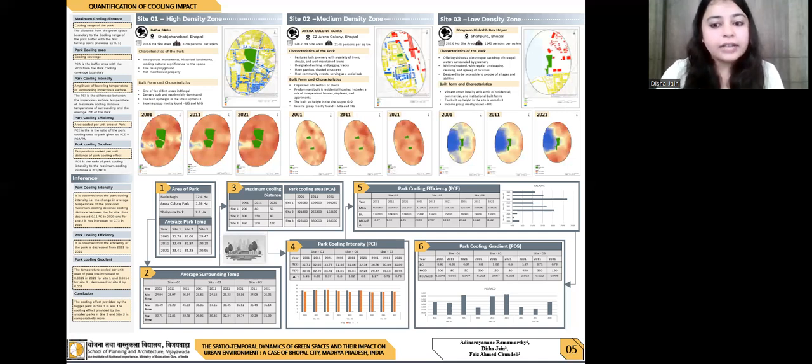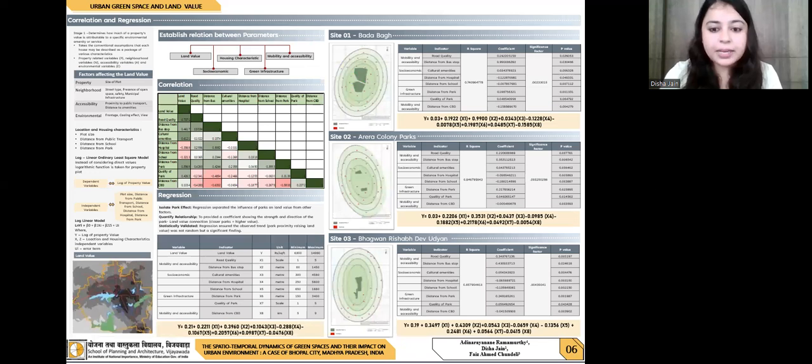To further understand the relationship between urban green spaces and land value, we have conducted regression and correlation analysis, and our findings show that there is a positive correlation between the proximity of park and land values, and the impact of park on land values varies by the location, land value and park quality. These results suggest that a well-maintained park in an accessible location can significantly enhance the property values in their vicinity.